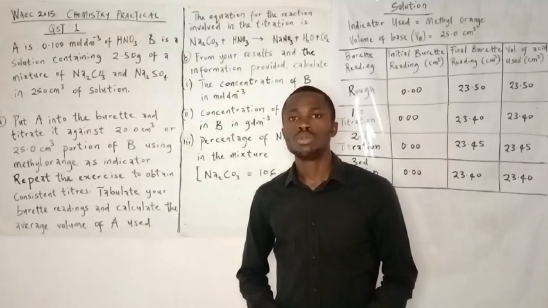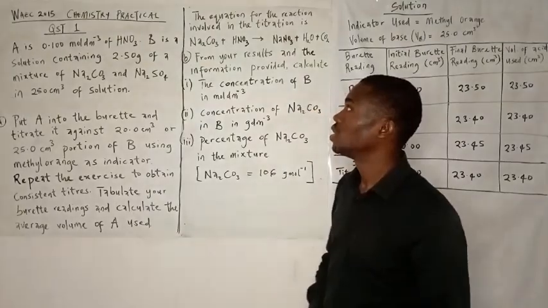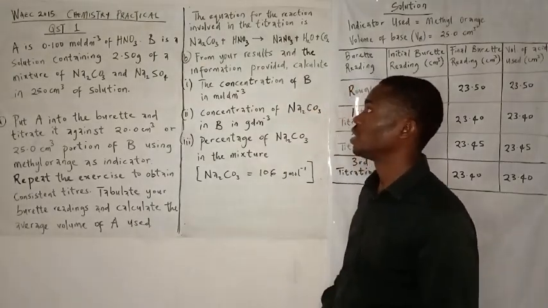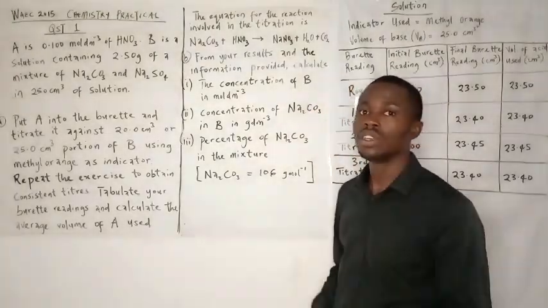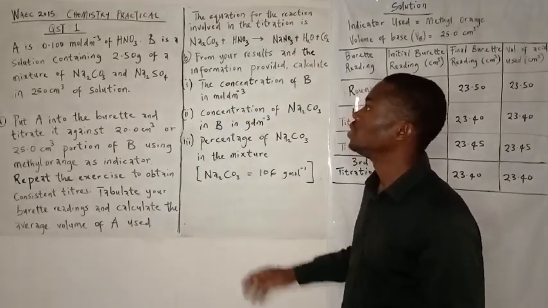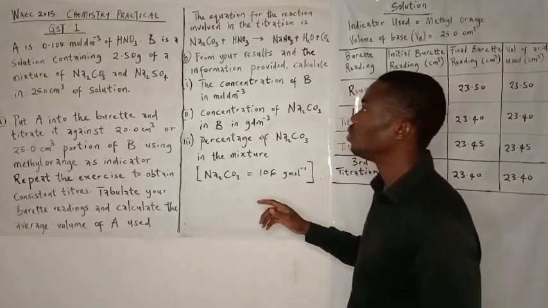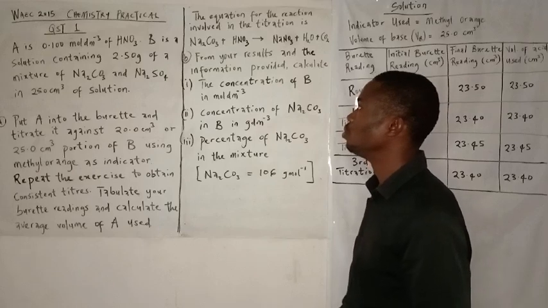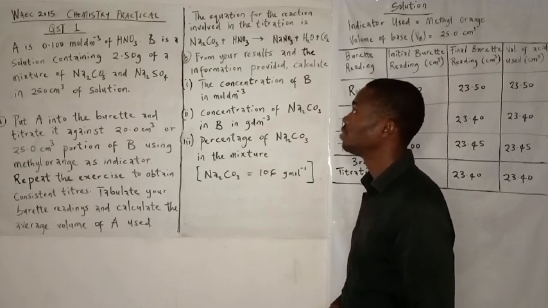Today we are going to be solving WAEC 2015 chemistry practical question, and it's actually question 1. It's a question on titration. It reads: A is 0.1 mole per dm cube of trioxonitrate(V) acid.